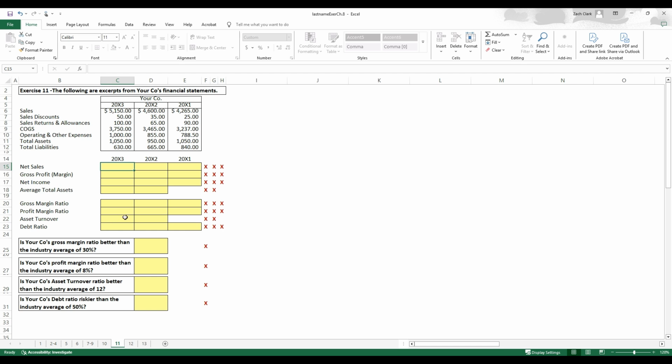Let's take a look at some ratio problems here on the next tab. So we need to calculate net sales first of all. I wish I could get the link up here. It's a real pain. Oh, okay. So remember our net sales is our sales minus our sales discount minus returns and allowances. So I'm going to copy this formula over, and then we can just update it. It's already got the structure of the formula in there, so that's helpful.